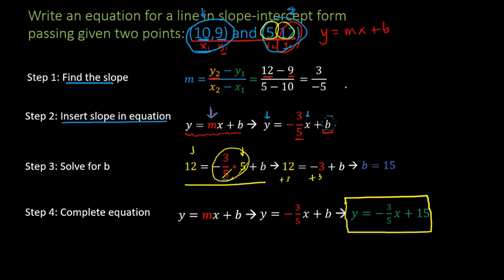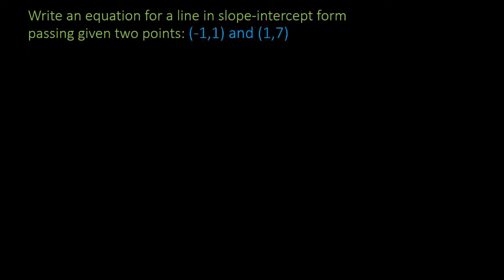Let's look at another example. Once again, we're going to write an equation for a line in slope-intercept form given these 2 points. Or another way of saying it, you can see I crossed out the typo, passing through these 2 points. So we've been given these 2 points. Our goal is to write an equation for the line that passes through those points, sorry, in this slope-intercept form.